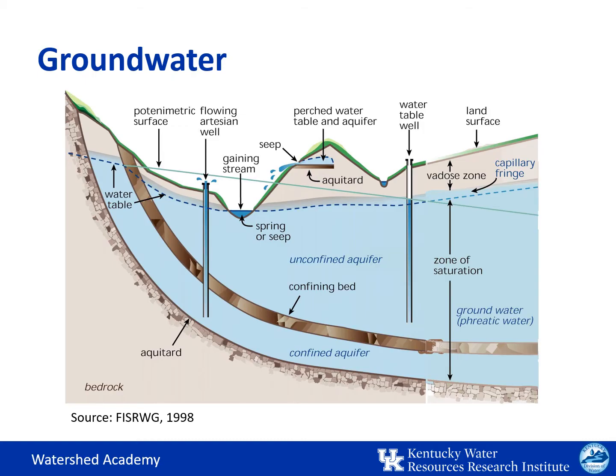Or it may be confined within that layer, but you can see as that lower portion in the land surface that we call a stream interacts with the groundwater, it releases a flow to the stream.